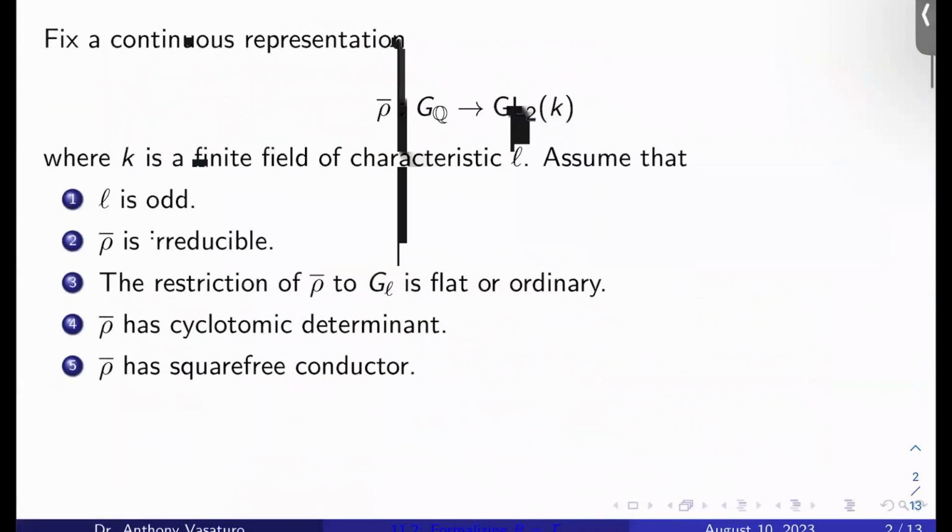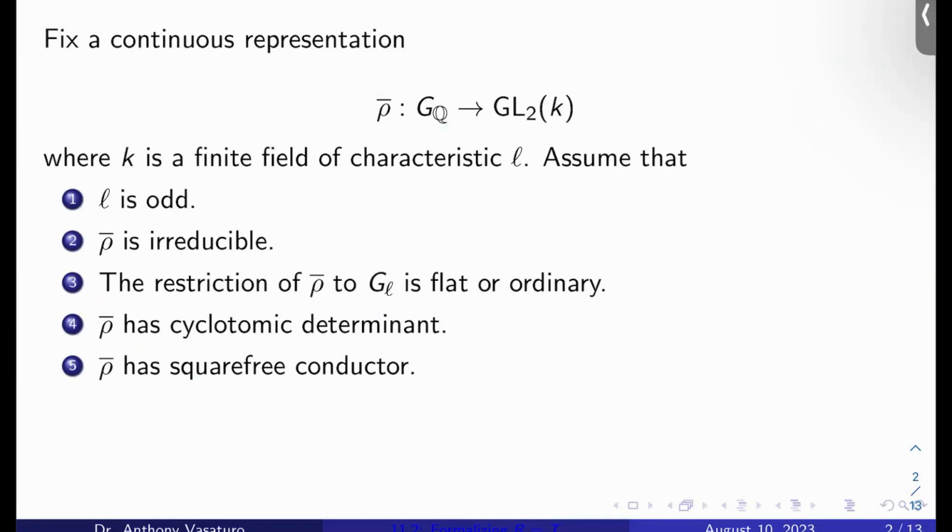We're going to fix a continuous representation rho bar from G_Q to GL2 of K, where K is a finite field of characteristic L. We're going to assume L is odd, that rho bar is irreducible, that rho bar, when restricted to the local inertia group at L, is flat or ordinary. In other words, rho bar is semi-stable at L. That rho bar has cyclotomic determinant, and that rho bar has square-free conductor.